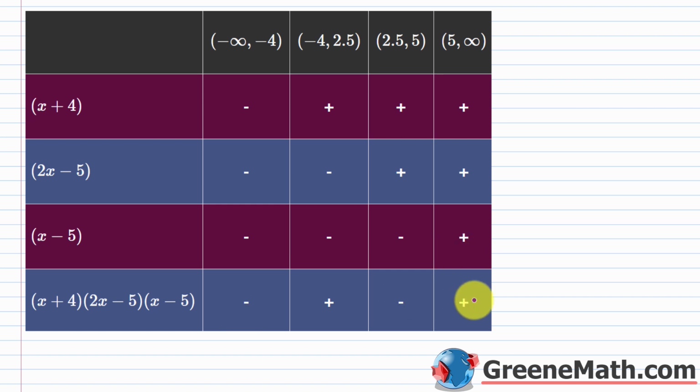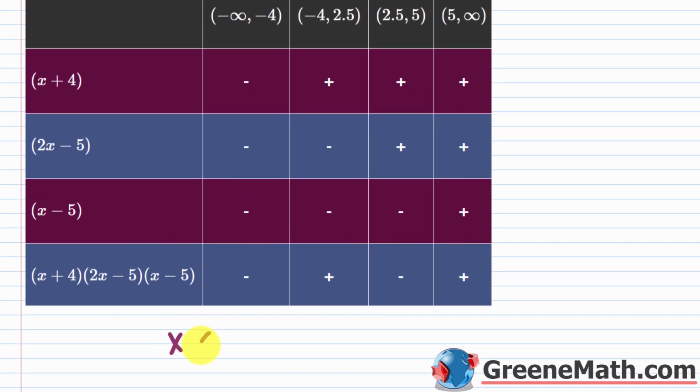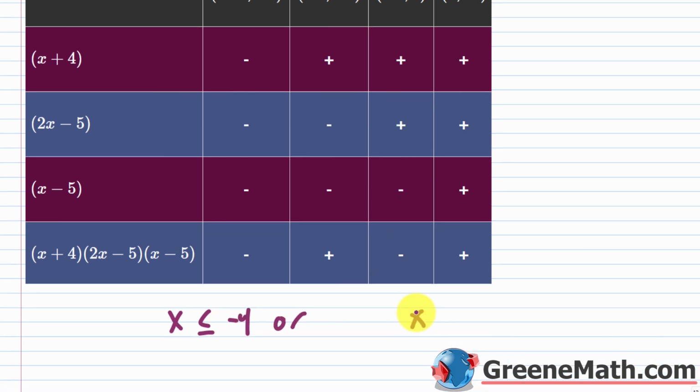And then this guy right here, again, all you're doing is looking at, do I have an odd number of negative factors? Well, here it's 1, 2, 3, that's odd, so I'm going to get a negative. This is positive, negative, negative. That's an even number of negatives, so this is positive. This is positive, positive, negative. 1 is an odd number, so an odd number of negatives, you're going to get a negative. And then this is all positive here, so this would be positive. So what you can say is that for the less than or equal to scenario here, we would say that x is less than or equal to -4, or you're going to have that x is greater than or equal to 2.5 and less than or equal to 5.